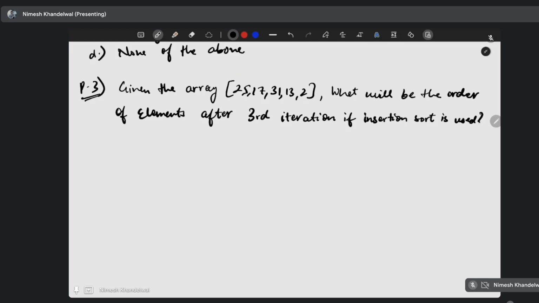this problem is not asking us to sort this array completely. It is asking what will be the state of this array, or what will be the sequence of numbers after the third iteration of insertion sort is performed, right?